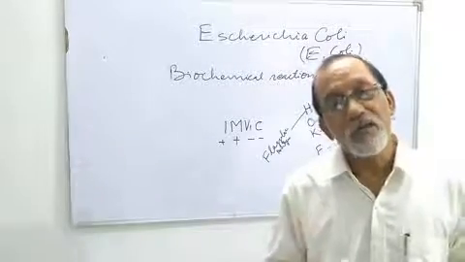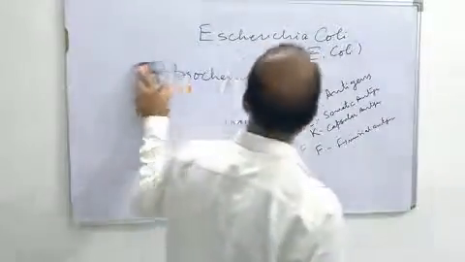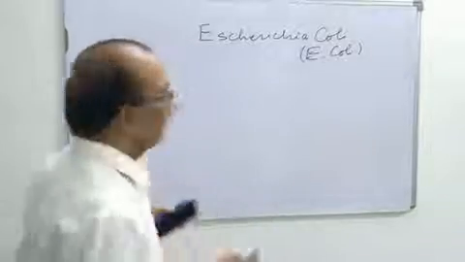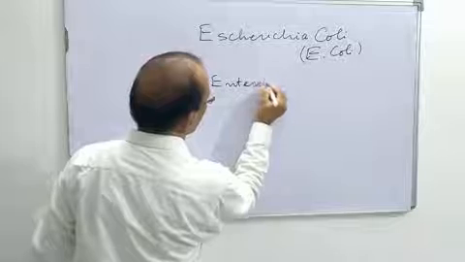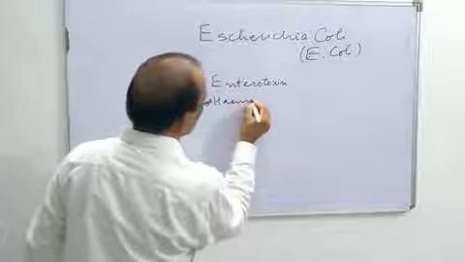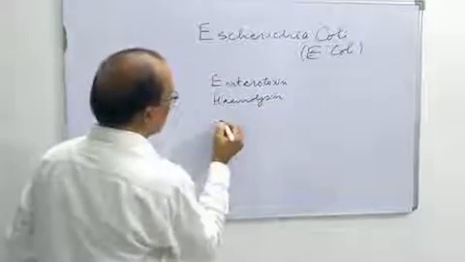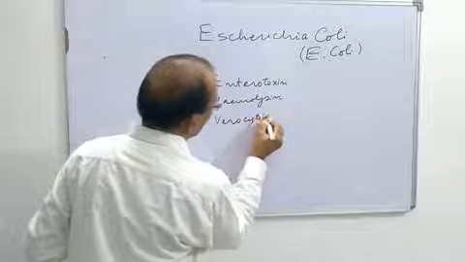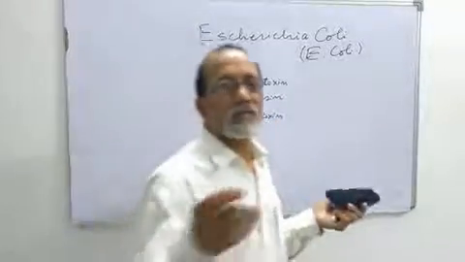They produce enterotoxin, hemolysin, and in this biochemical reaction, they produce 3 toxins: enterotoxin, hemolysin, and the third one is verocytotoxin. These are the 3 toxins which are produced by these E. coli.